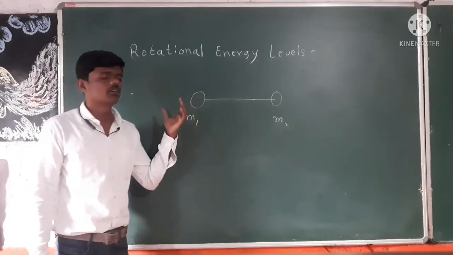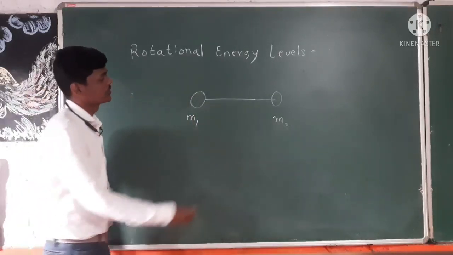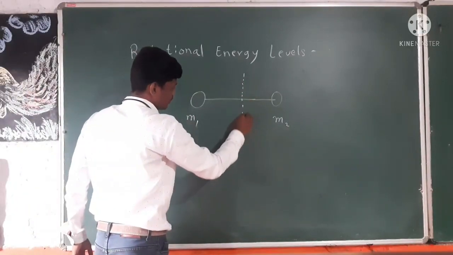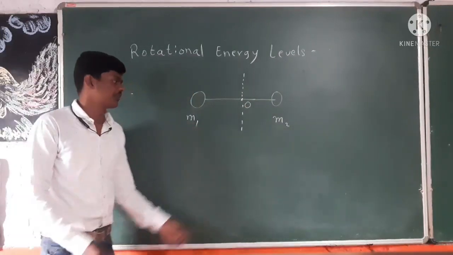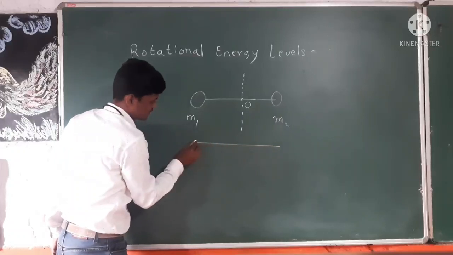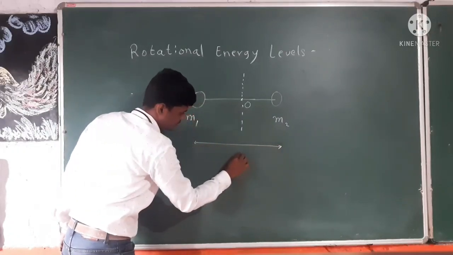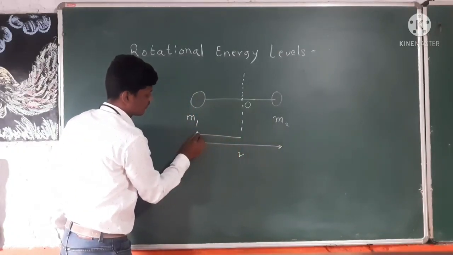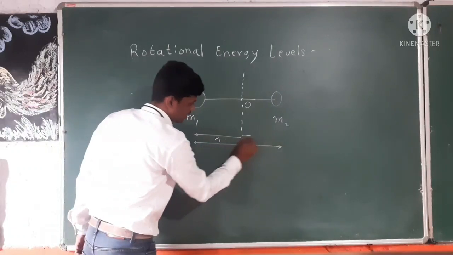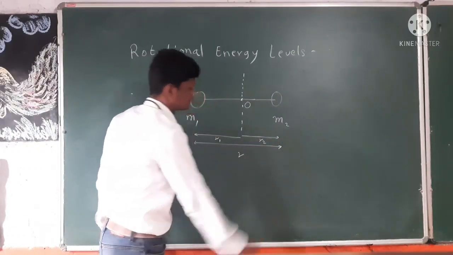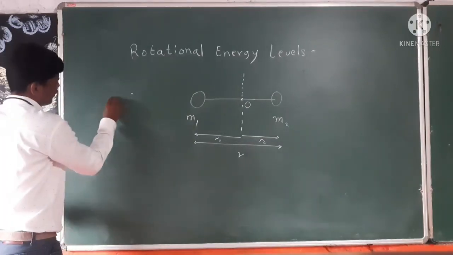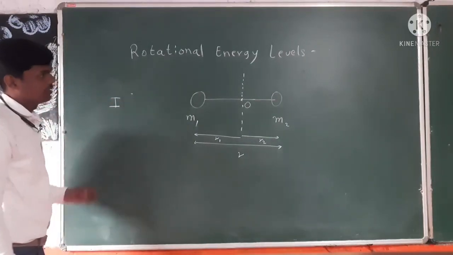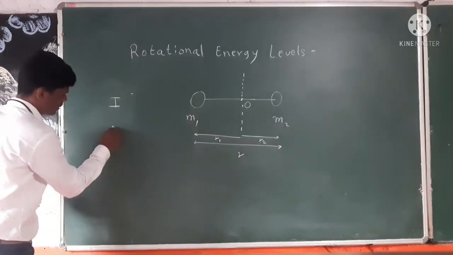It will rotate about its axis of rotation, going through its center of mass, here center of mass O. Now this complete distance we can take as R, and the distance of the first atom will be R1 and the second one R2. Now we know this rotating body has moment of inertia I and it is rotating with angular velocity.